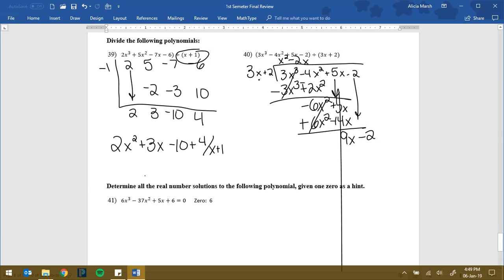So something times 3x needs to give me 9x. Positive 3 would do that. Multiply the 3 by the 2. That would give me 6. Get a negative 8 out of the deal. So my final answer: x squared minus 2x plus 3, which is what we got, minus 8 over 3x plus 2.